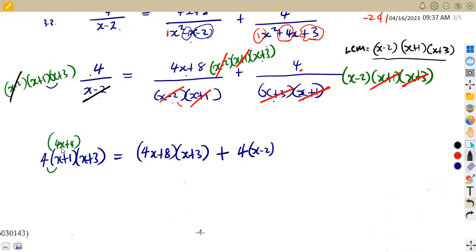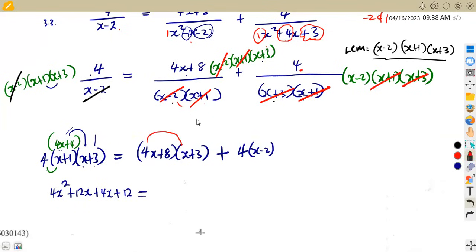So let's expand 4x times 4. That is going to be 4x, sorry, times x, which is 4x squared. 4x times 3, that is 12x. We move on to 4, so it's 4 times x, which is 4x. 4 times 3, which is a positive 12. Okay, this is equal to, on the other side we do the same, just like the previous part.